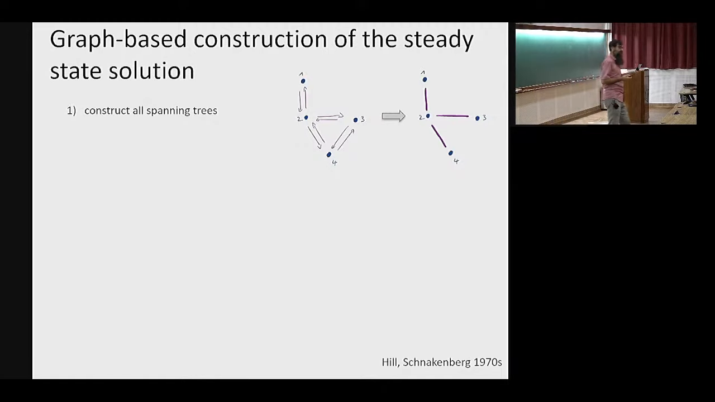Anyway, so what we're doing now is we want to construct the steady state solution of this system, and I will only sketch how this works in this graphical way. So if we have a network like this, the first step is that we have to construct the spanning trees. Do you know what a spanning tree is?